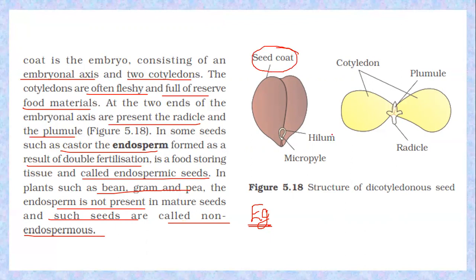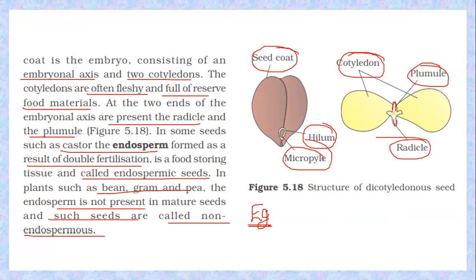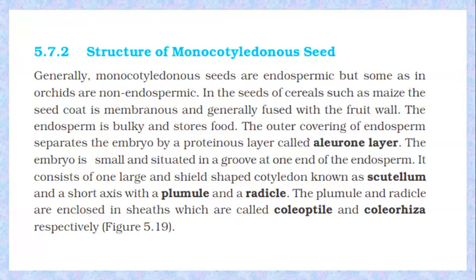Seed coat, the outer covering, you will have a small hilum, above which you will find the micropyle, two cotyledons, the plumule, which is the upper portion, and the radicle, which is the lower part. Right? This is the structure of a dicot seed. Next is the structure of a monocot seed.